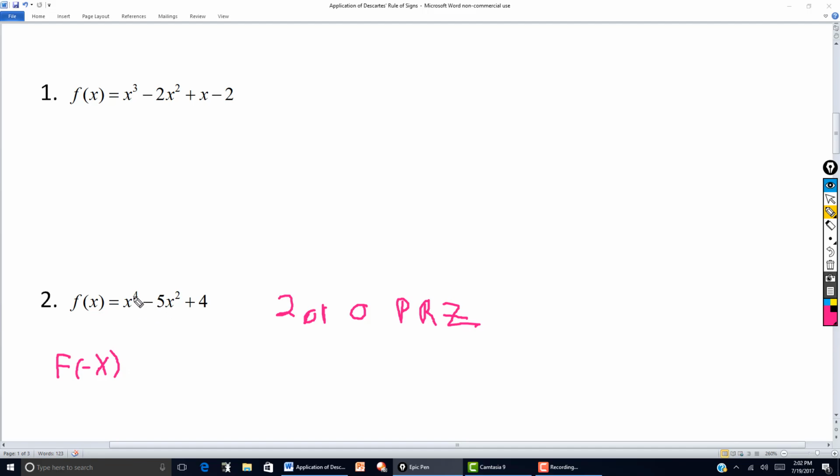So if I replace the x by minus x, the first term is still going to stay with a positive coefficient. The second one will stay with a negative coefficient, and of course the last term doesn't have an x, so it's going to stay positive. Again, count the number of variations, plus to minus, and then minus to plus, so there's 1 and there's 2. So again, I can have 2 or 0 negative real zeros.